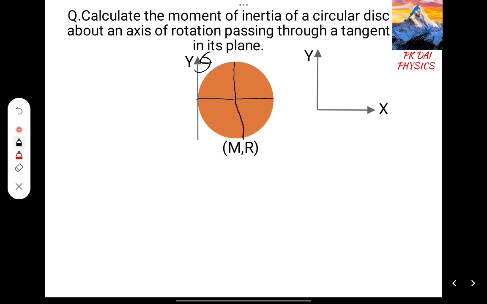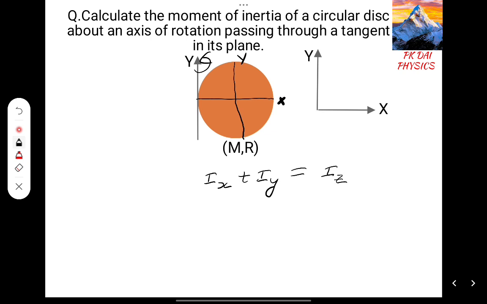Using the perpendicular axis theorem, if the z-axis is passing through this point perpendicular to this disk, and this is your x and this is your y, then the moment of inertia about the x-axis plus the moment of inertia about the y-axis is equal to the moment of inertia about the axis passing through the center, perpendicular to its plane, that is, the z-axis.